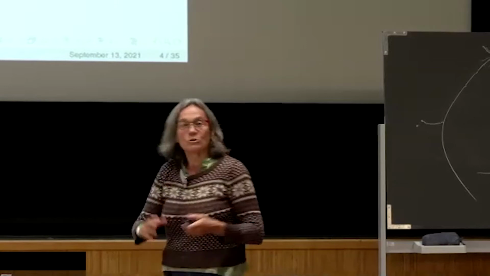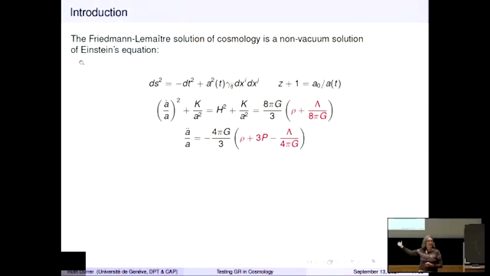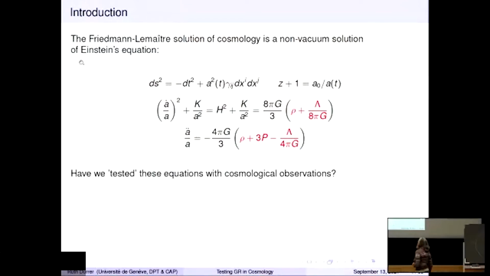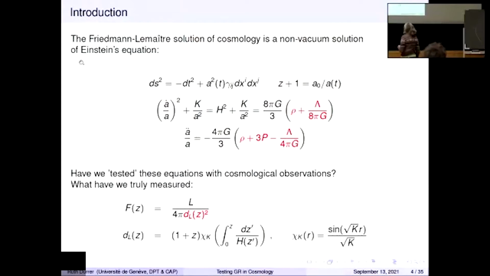So in cosmology, we have made many observations. So have we tested these equations? Let us think a bit more about what we have really done, what measurements we have made, and whether they really test these equations. What one can introduce is the so-called luminosity distance.